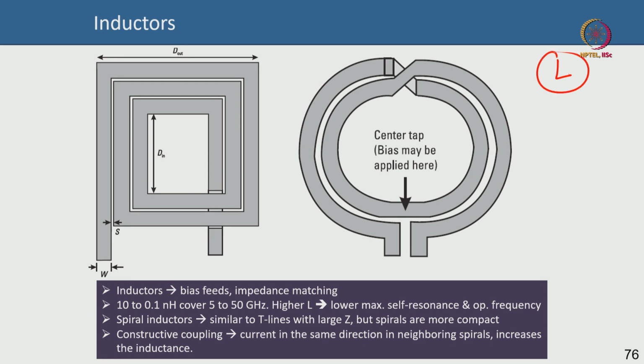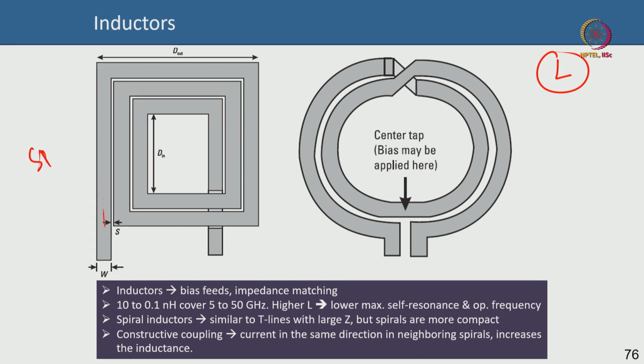and you need a larger L because that is what is demanded by maybe the biasing network, maybe the filter, maybe the impedance matching network. They might demand a large L, and because of the large L you need to occupy a large real estate on the wafer. Okay, so not good. So these are spiral inductors.